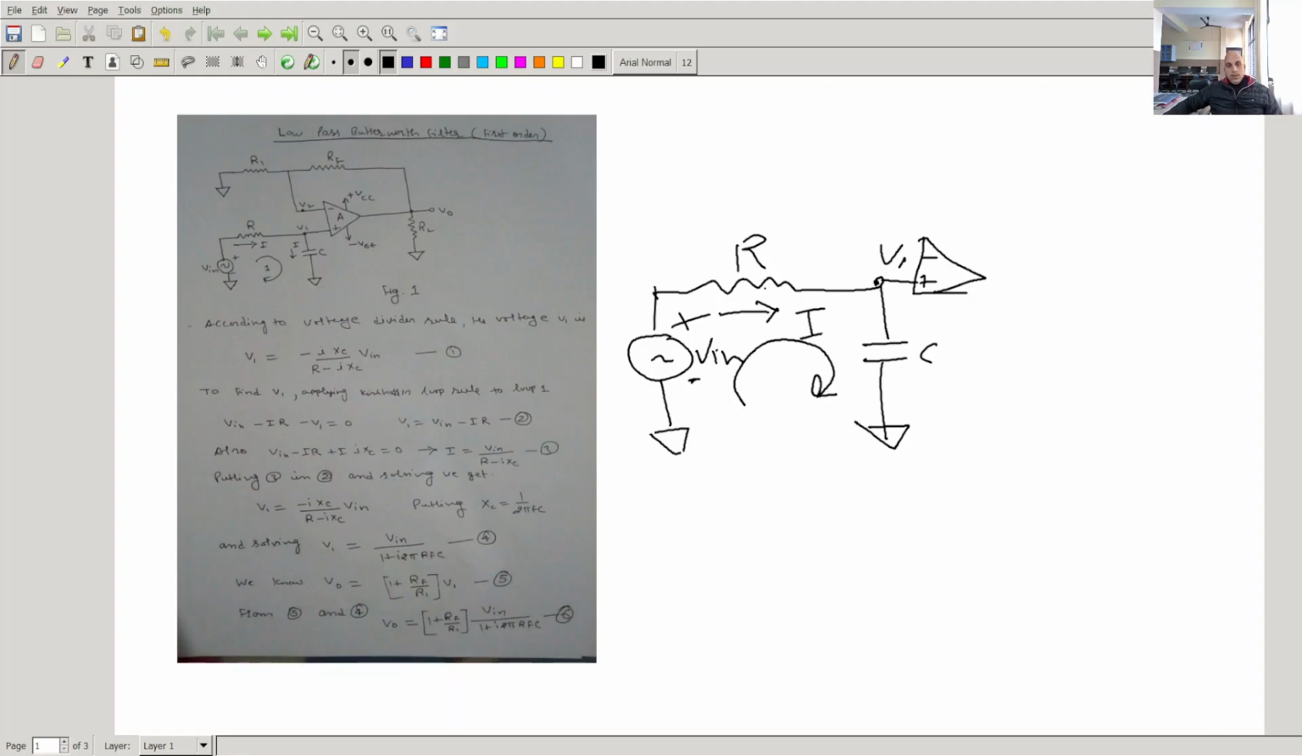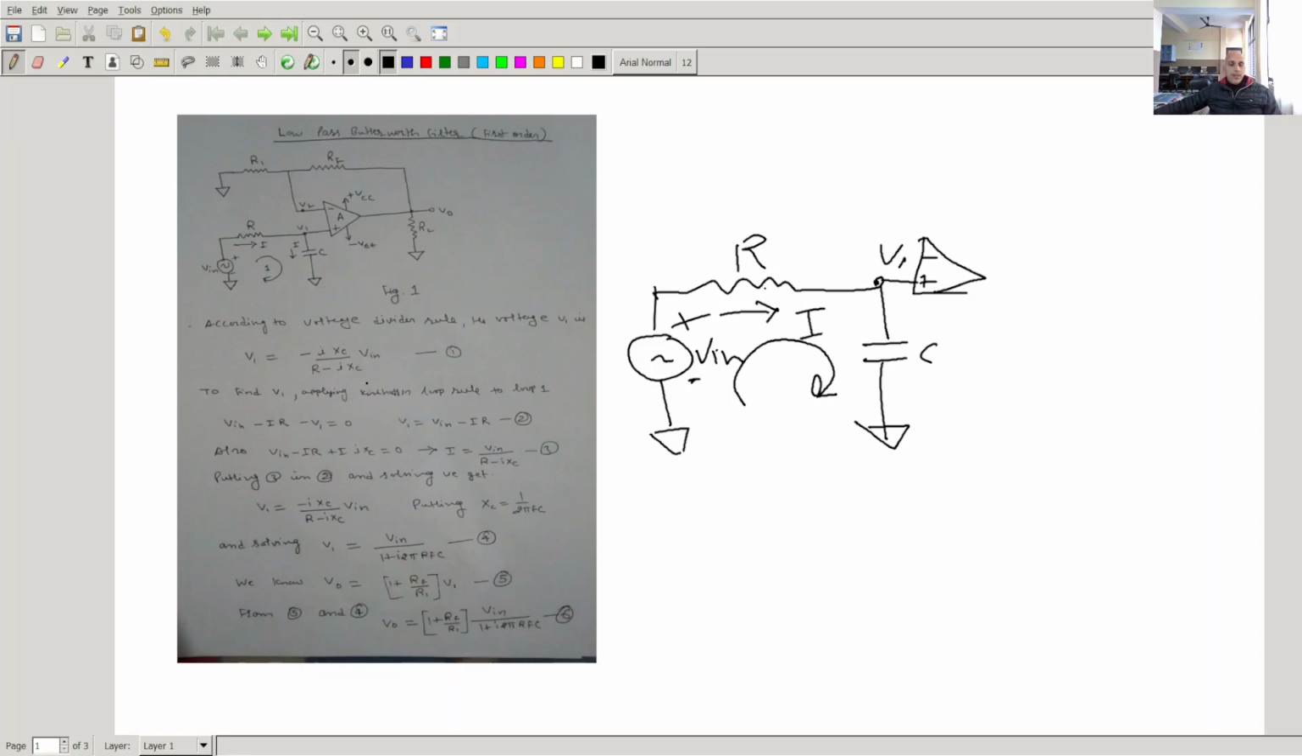So as it is written here in this image, you can see here V1. According to the voltage divider rule, the voltage V1 that is appearing at this node is given by iota XC upon R minus iota XC, right? In this image you can see it is minus iota XC. XC is the capacitive reactance. Vin is the input voltage, R is the value of this resistor, iota, and XC, right? Now how have we calculated this voltage V1?